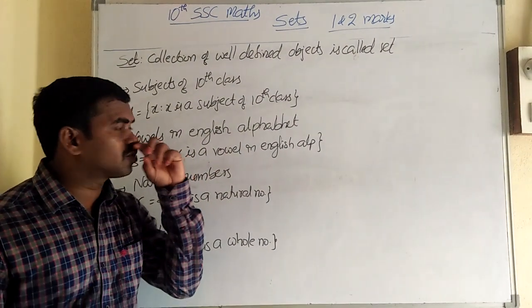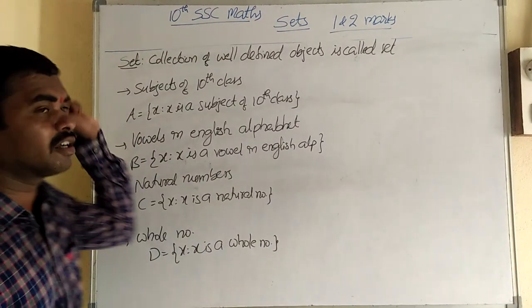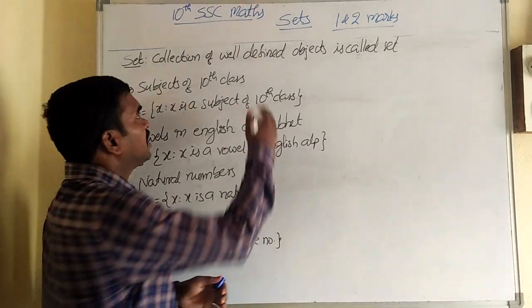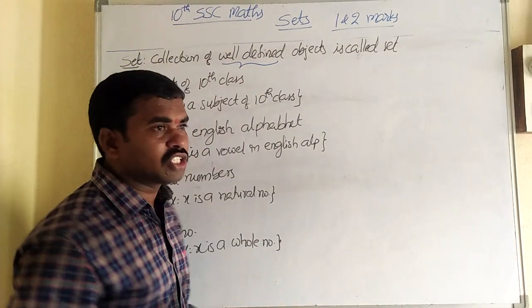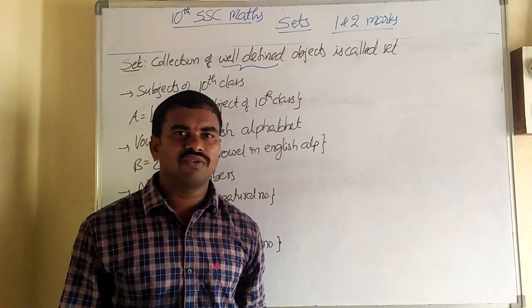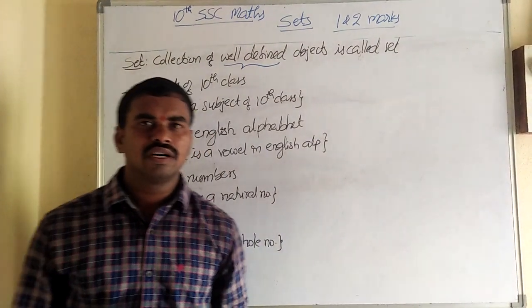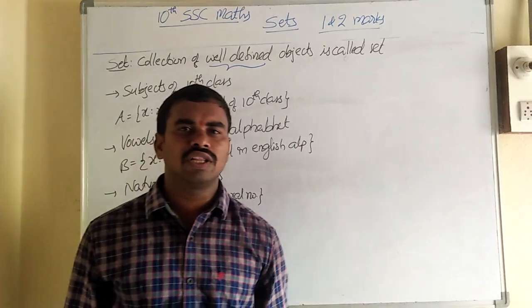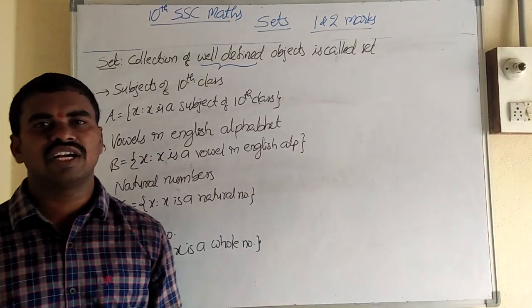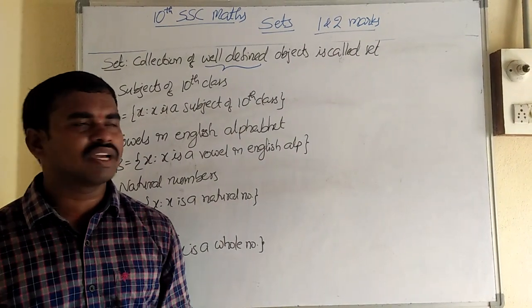And here I am going to give a small introduction. Actually, set means collection of well-defined objects. So what is well-defined? Well-defined means we already know very well. For example, the numbers 1, 2, 3, 4 we know very well. Those are well-defined. And the subjects of our 10th class, Maths, Telugu, Hindi, English, Physical Science, they are also well-defined. Then we can give many more examples.